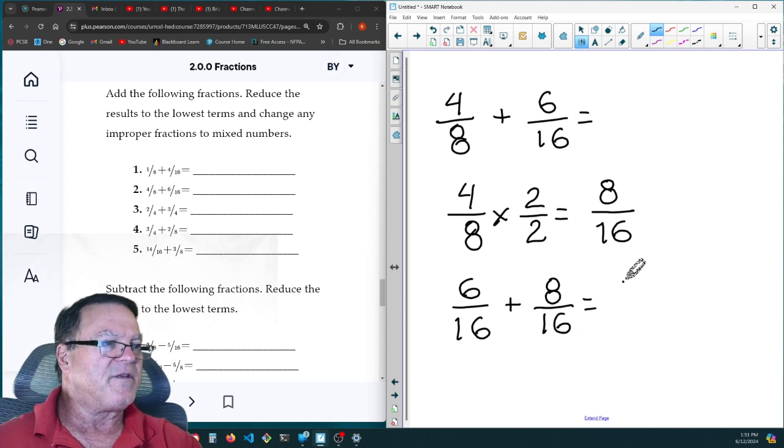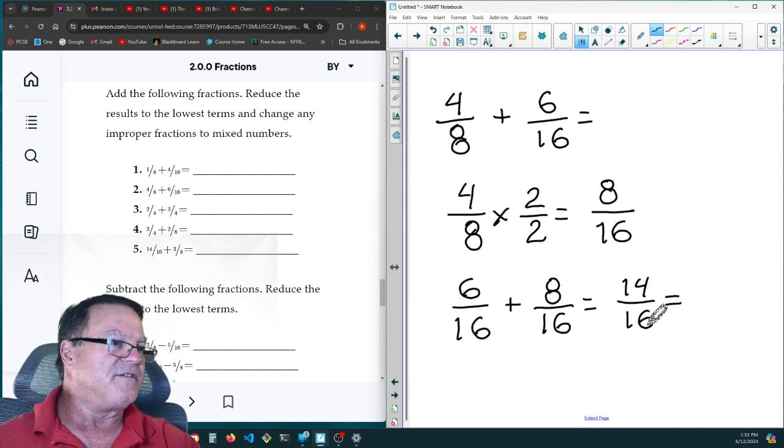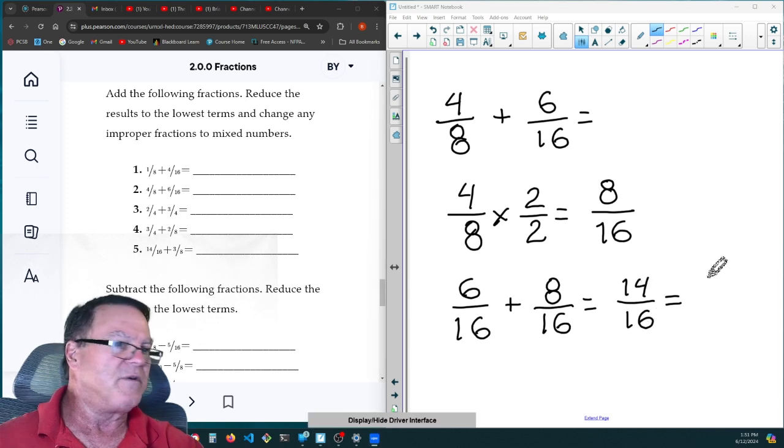And then we can add them together and get 14/16. Okay, 6/16 plus 8/16 equals 14/16. And we can reduce 14/16 by dividing 14 by 2 and dividing 16 by 2.